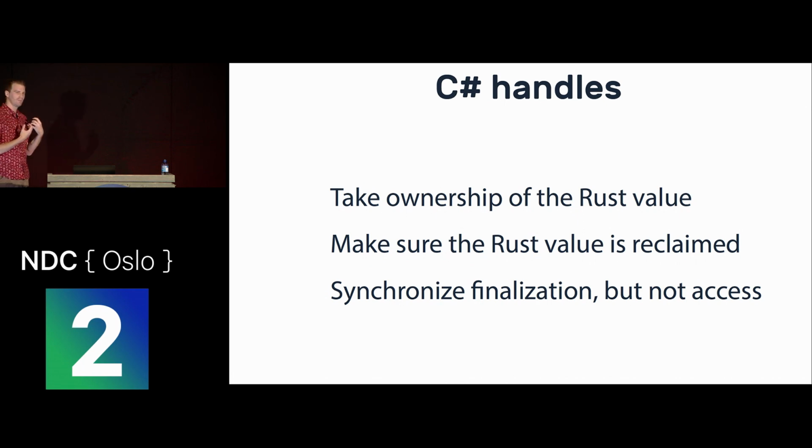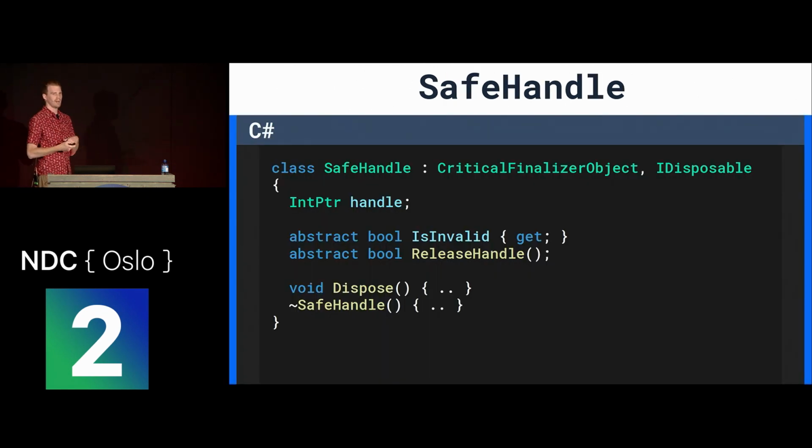We make sure that if that resource is reclaimed, it is only reclaimed once, but C# doesn't guarantee synchronization of access to that resource. So that's the responsibility of Rust. The way that we declare our handles in C# to satisfy this contract is by using safe_handle. This is a thing that's been around in .NET since like .NET 2. It's been around for a long time. It's a class that wraps up an untyped handle, a pointer to a handle.